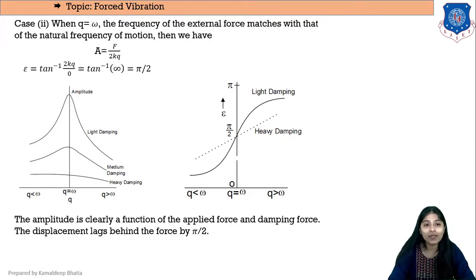Okay, so as you can see in this diagram, different cases of Q are given, where Q is equal to omega, Q is less than omega, and Q is greater than omega. And you can see how the amplitude varies in different cases. Okay, and what are the types of damping? The amplitude is clearly a function of the applied force F and damping force, and the displacement here, in this case when Q is equal to omega, lags behind the force by pi by 2. Okay, so this is the case of Q is equal to omega.